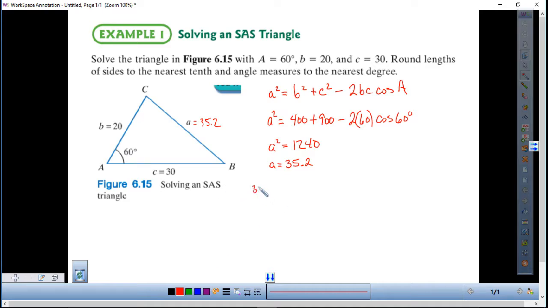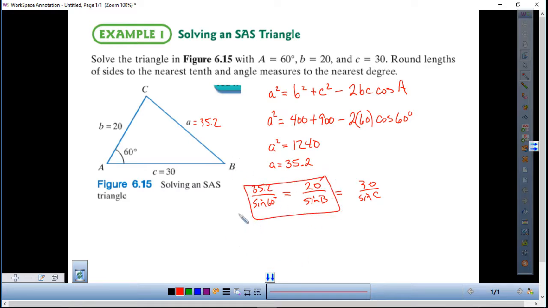So we know that 35.2 over sine of 60 is equal to 20 over the sine of B equals 30 over the sine of C. Now, what we want to do is find the angle opposite the shorter side. So we're going to find B. That means we're going to use this ratio right here.